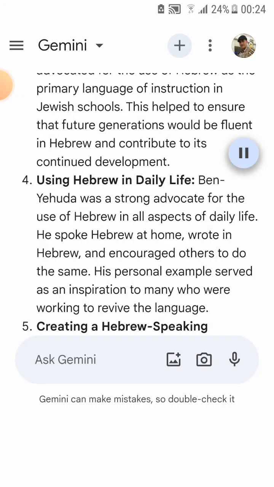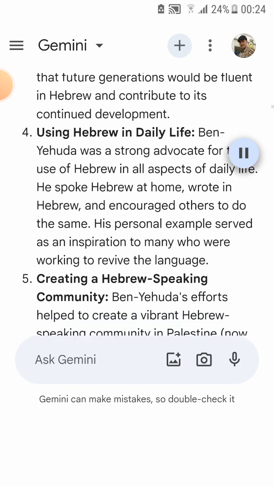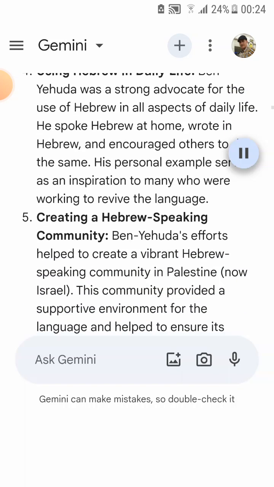4. Using Hebrew in daily life. Ben-Yehuda was a strong advocate for the use of Hebrew in all aspects of daily life. He spoke Hebrew at home, wrote in Hebrew, and encouraged others to do the same. His personal example served as an inspiration to many who were working to revive the language.